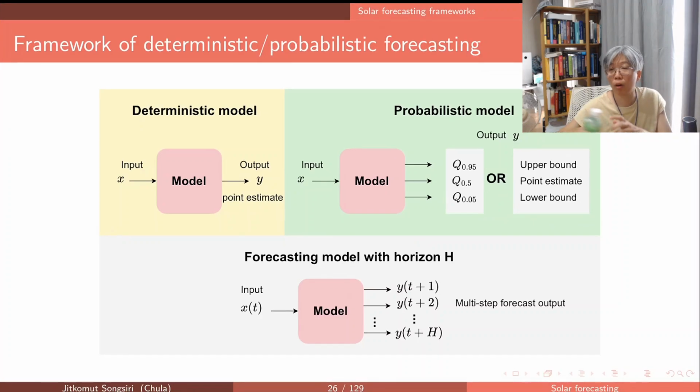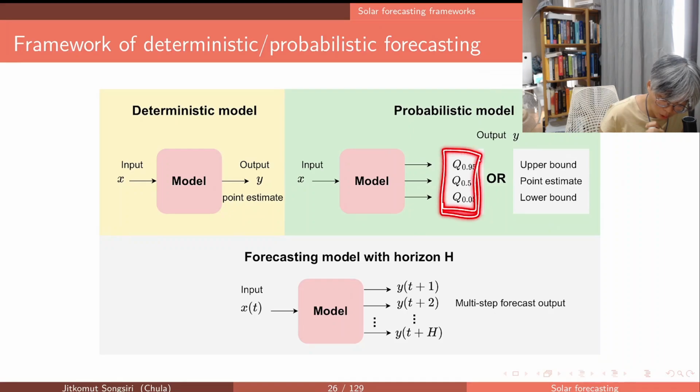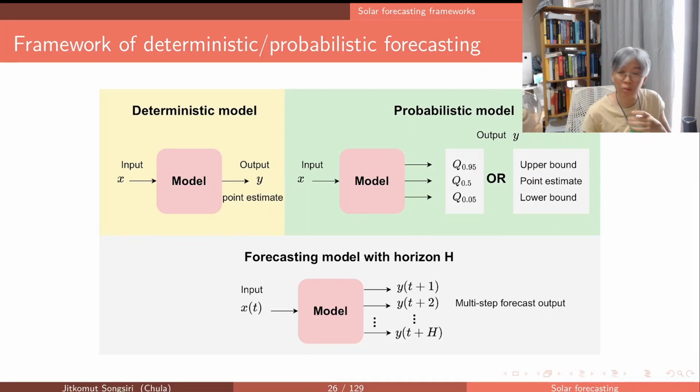This is a diagram of how to define the model architecture for each of the two frameworks. For a deterministic model, your target is the point forecast. For a probabilistic model, it depends on how you define it. It can be quantiles, or it can be the upper bound and lower bound of the prediction interval. Or your probabilistic model could provide both the prediction interval and the point forecast, all in combo.